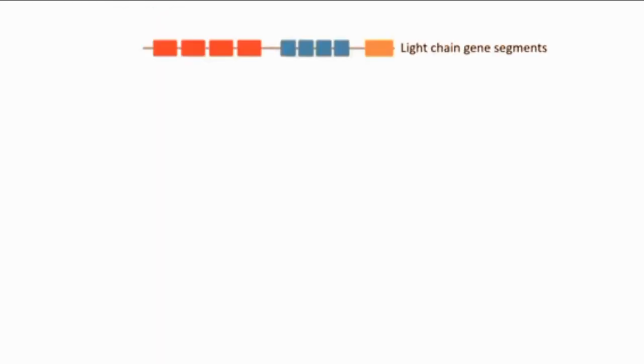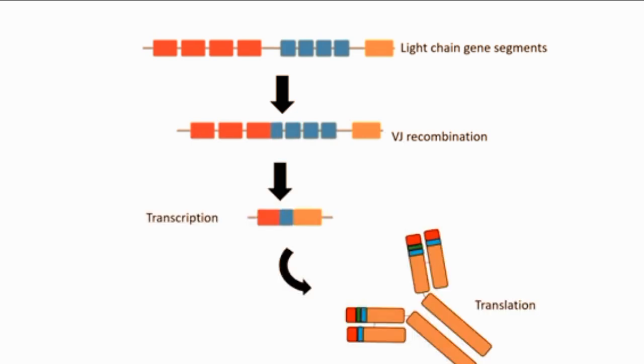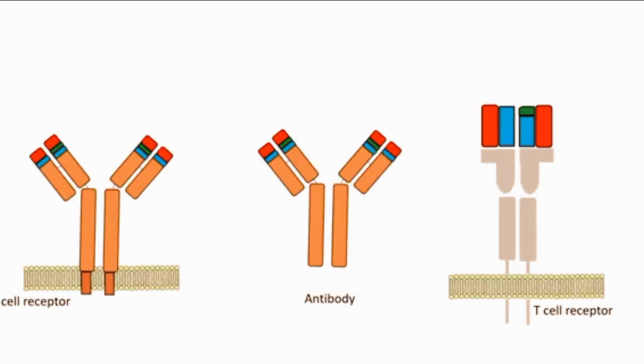Now, we talk about the light chain. The light chain doesn't have the D segment, so it doesn't have the diversity segment, but it has the V and J segments, which could recombine together by VJ recombination to give rise to a specific transcript which can form specific light chain segments. Now, not only B cells or antibodies undergo this kind of recombination to produce diversity. It turns out that the B cell receptor and T cell receptor all undergo this kind of recombination to produce the B cell receptor or T cell receptor.